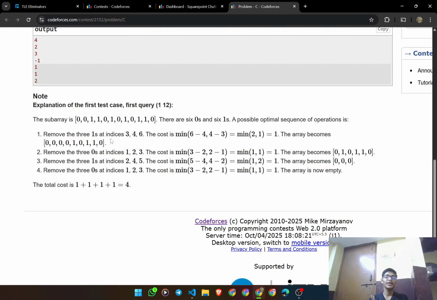If none of the consecutive 1s or consecutive 0s are present, so we have a sequence like 1 0 1 0 1 0, okay. If only this much of the sequence is present, then we have to add plus 1 to the answer, because the minimum operations will be 2 and 2, okay. So 2 and 2 will be required, okay.